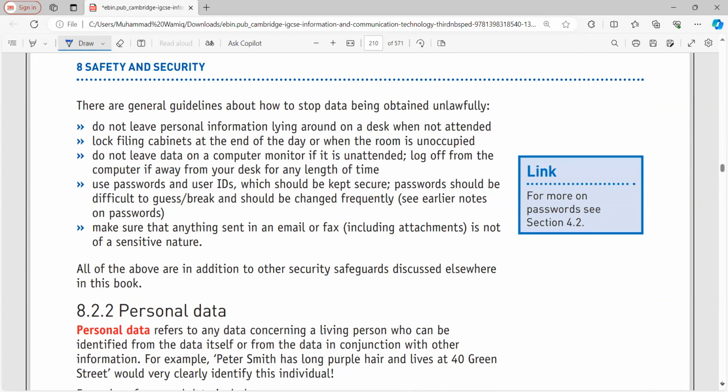There are also some guidelines on how to stop data from being processed unlawfully. First of all, you should never leave your personal or confidential information lying anywhere on the desk or at your home. You should always lock your files and cabinets so that no one has access to them. You should never leave your computer unlocked with all of your important information on it. You should always lock it. You should use passwords and user IDs to keep your account secure, and make sure that anything sent by email or fax is not of a sensitive nature, because you are being exposed to the internet, and the internet is a hub for viruses as well.